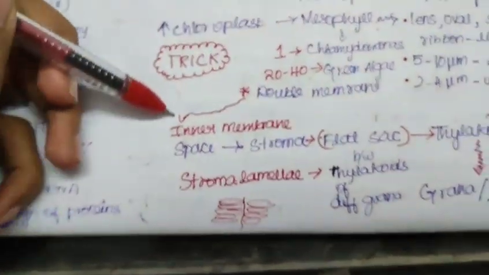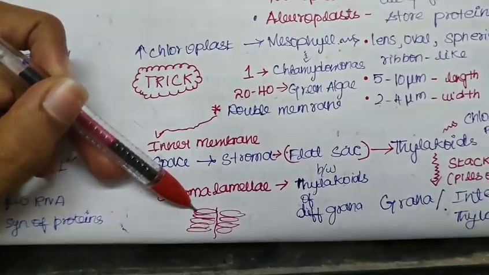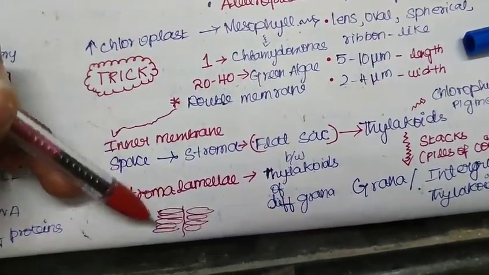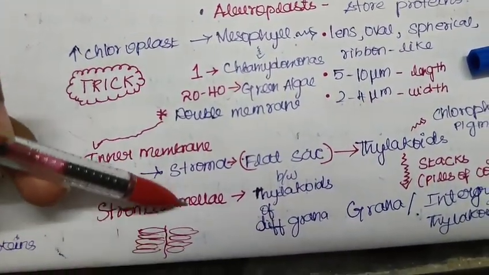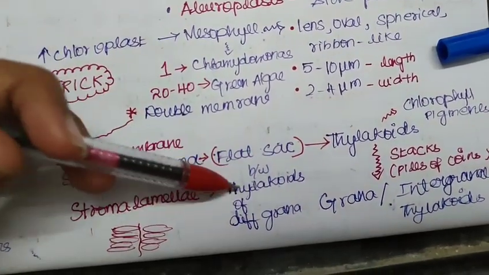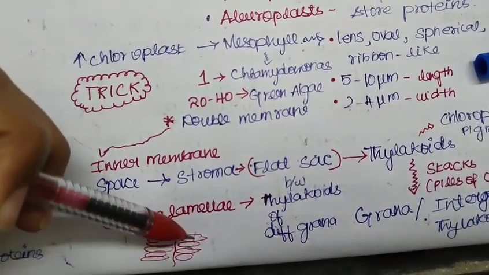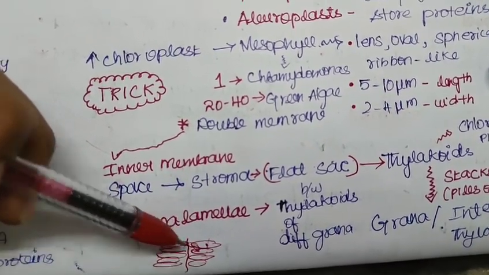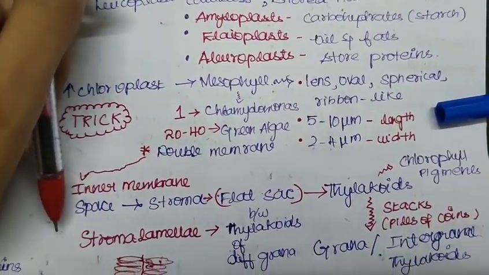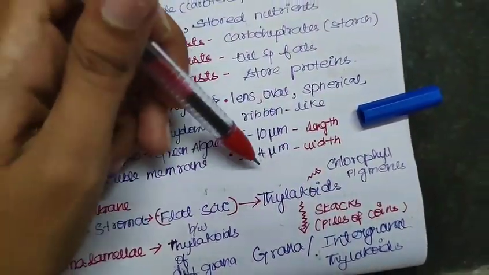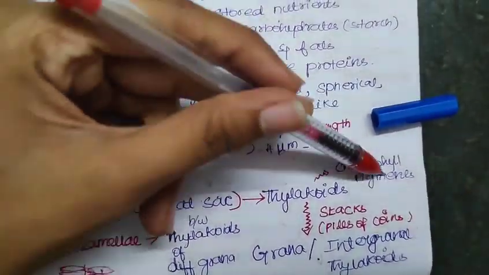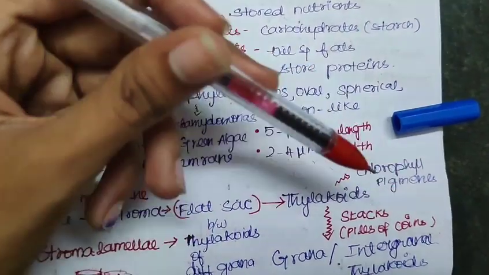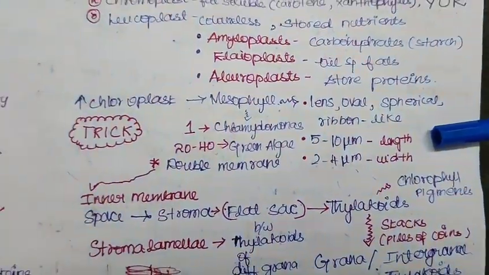Say this is one grana that is arranged like a pile of coins. For example, I have drawn it like that, and this is another grana. Between the thylakoids of the different grana, there will be stroma lamellae. This is what it detects. And also in thylakoids we have chlorophyll pigments. So the chlorophyll pigments are present in the thylakoids of the chloroplast.